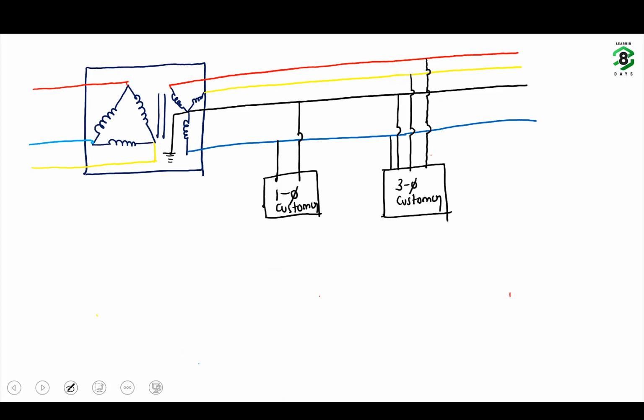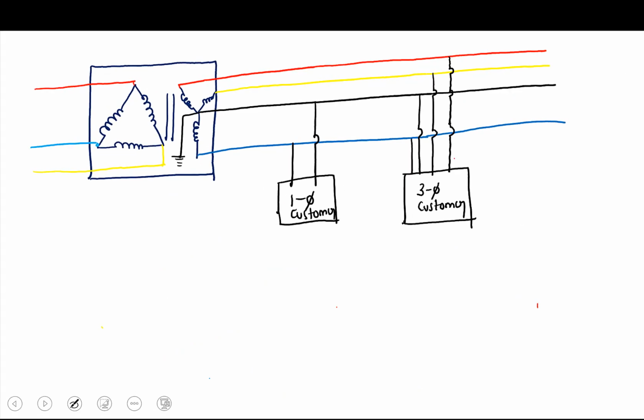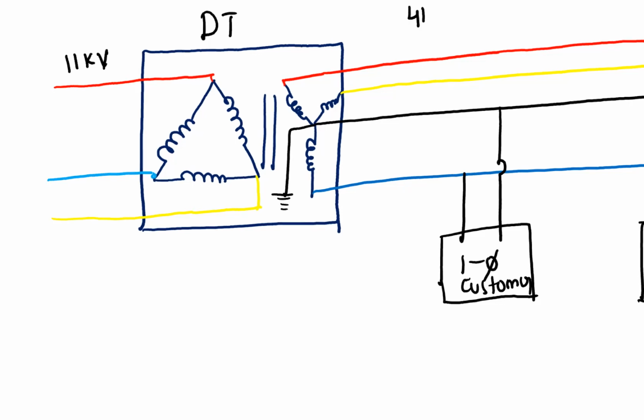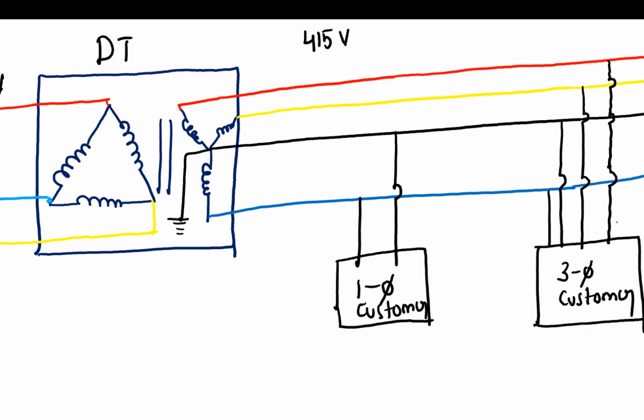Now you can see in the figure, this is the distribution transformer which is present in the corner of your street. In the distribution transformer the input is delta connected, where the primary or HT connection is 11 kV, and the secondary is star connected, and the star point is grounded. So what is the voltage of LT? LT is 415 volt. Understand?